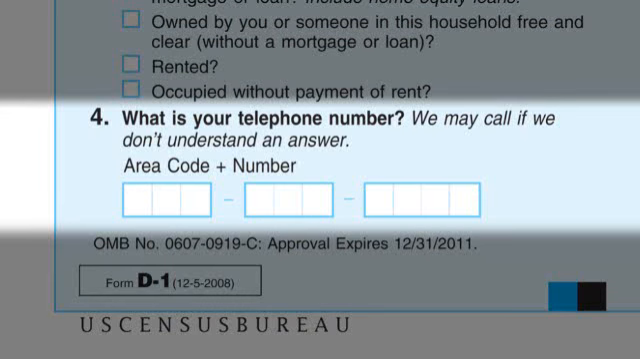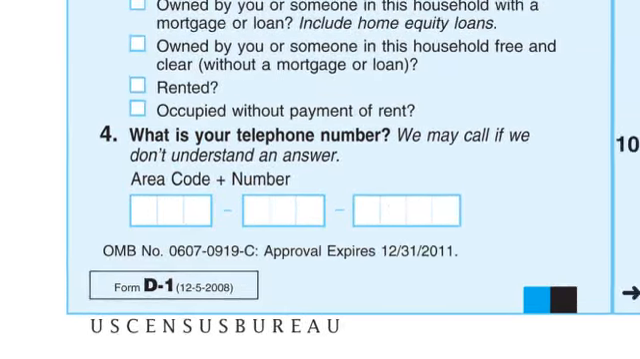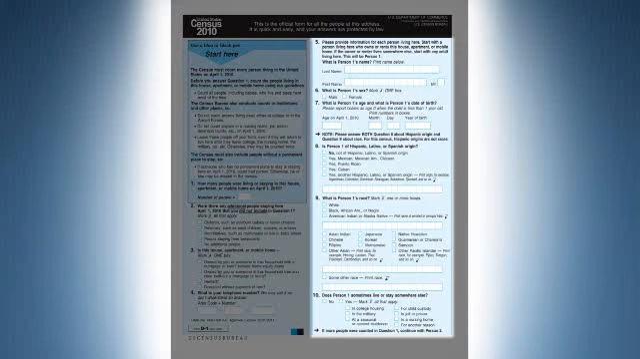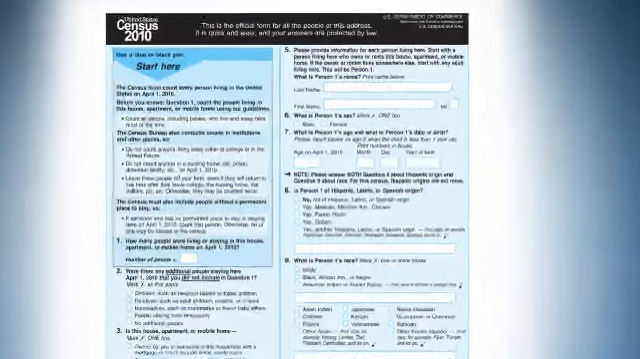Question 4 asks for your telephone number in case we need to call you if we don't understand an answer. Please include your area code. Questions 5 through 10 provide information about the person who owns or rents this house, apartment, or mobile home. If they live somewhere else, start with any adult living here. This person will be referred to as person 1.